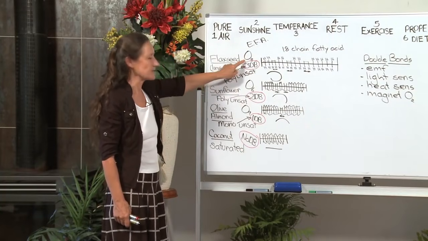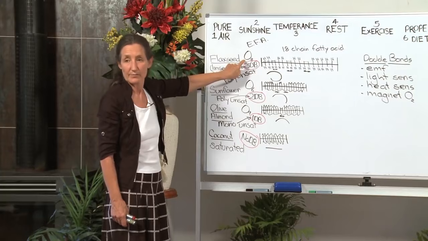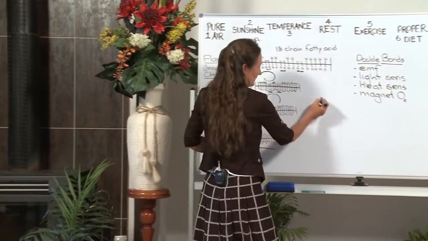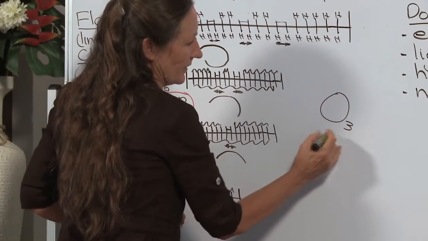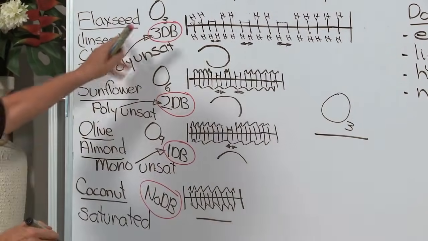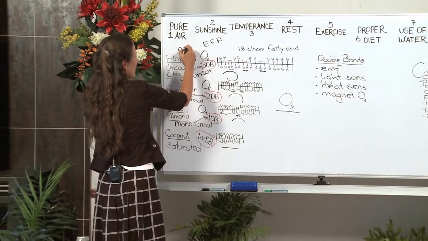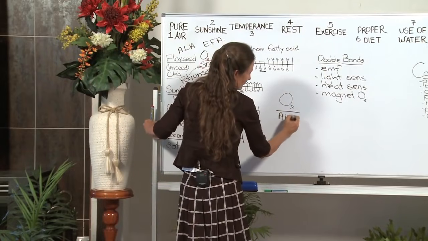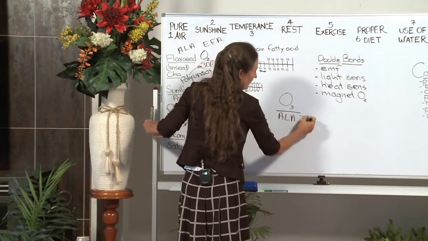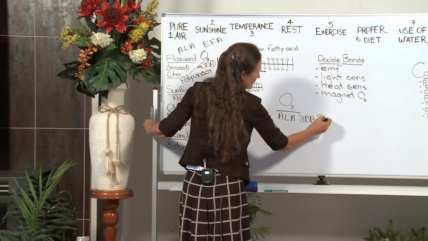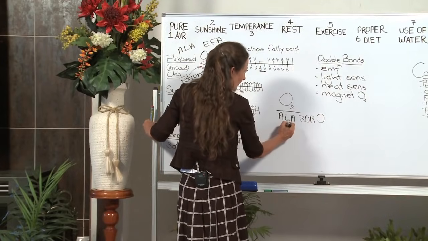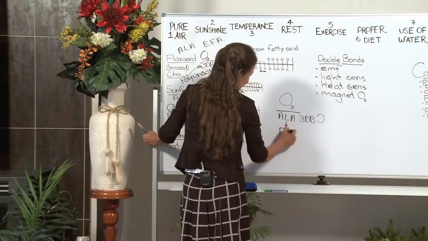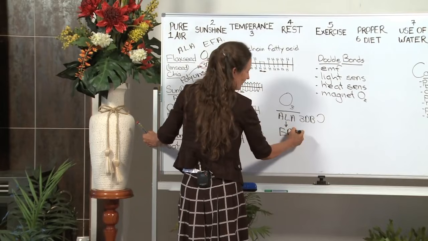The body loves using omega-3 for cell membrane function and repair. Let me show you the omega-3 family. The omega-3 that is found in flaxseed, linseed, is called alpha-linolenic acid. Alpha-linolenic acid has 3 double bonds. And we've already seen that's quite a fluid oil. In the body, ALA is broken down to EPA.